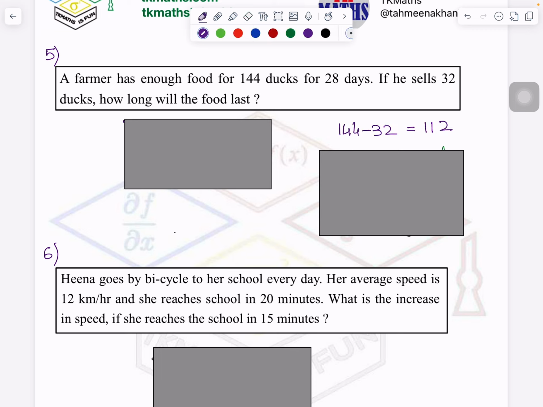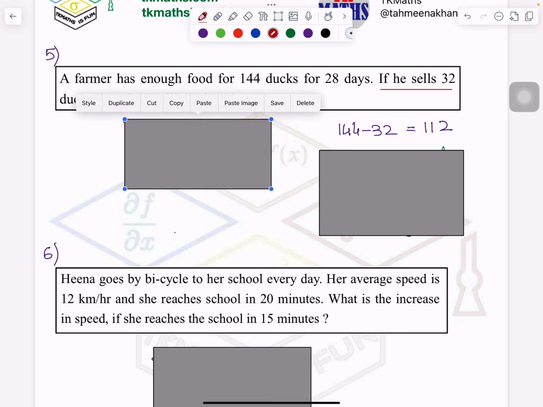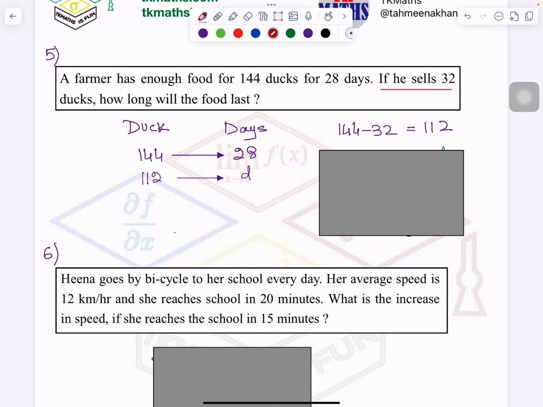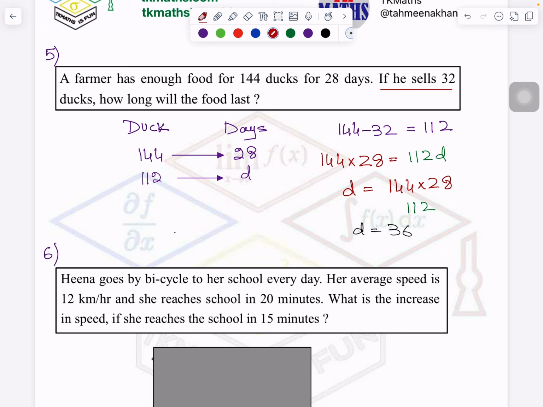Okay. So now, first of all, you will do 144 minus 32. What is the reason? In the question it is said clearly, if he sells 32 ducks, then how long will the food last? So it means now he has only 112 ducks. And then you will follow the same procedure, the one I have explained to you in the previous question, and this will give you the answer.